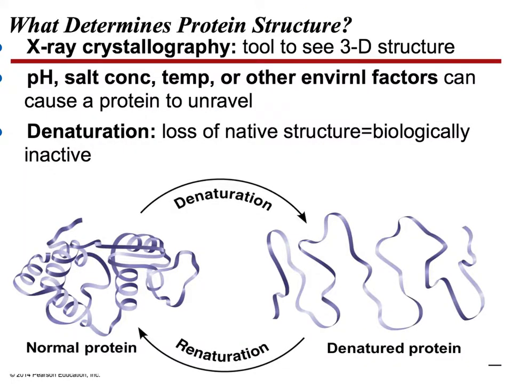So the structure of protein is really determined genetically, but we can use a tool called X-ray crystallography in order to see that 3D structure. Sometimes we see that the structure is altered.